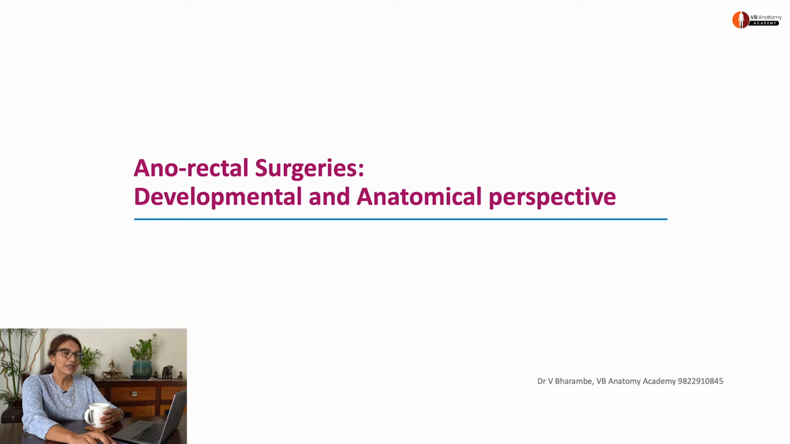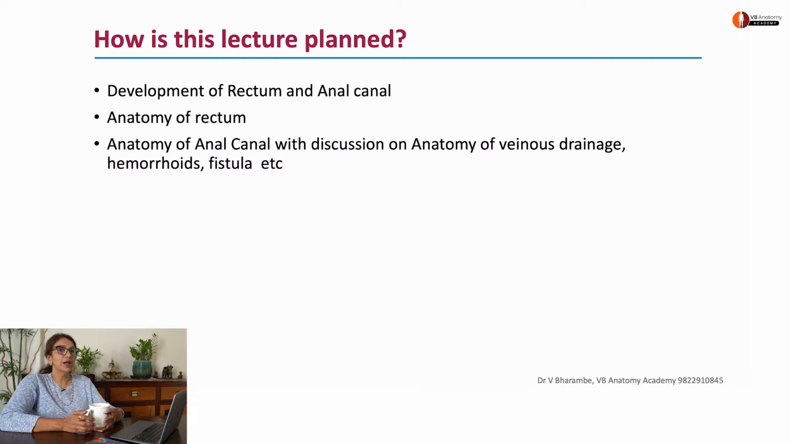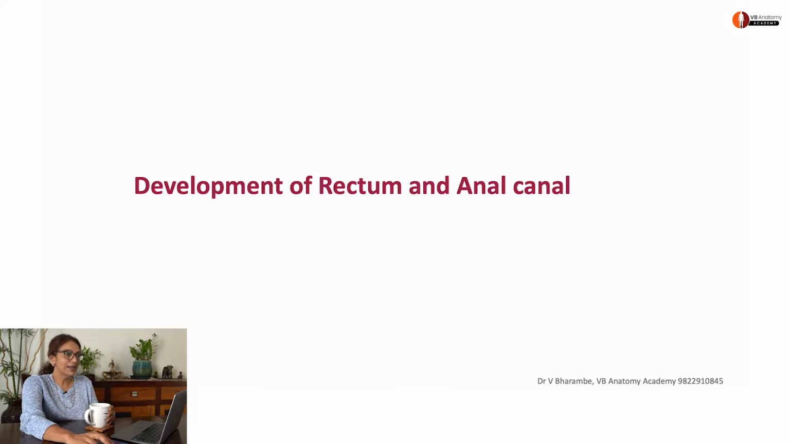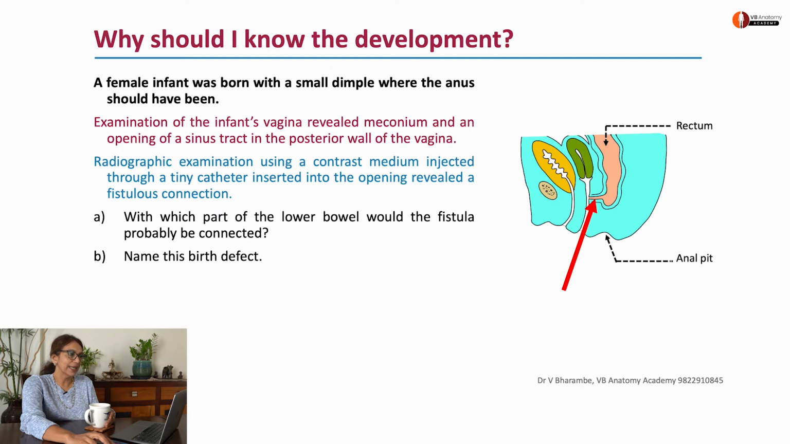So let's begin: anorectal surgeries, developmental and anatomical perspective. How is this lecture planned? First, I'll discuss the development of the rectum and anal canal in brief, then the anatomy of the rectum, then the anatomy of the anal canal, along with discussion of venous drainage, hemorrhoids, and fistulas. Throughout, I'll be presenting surgical anatomy as and when it is relevant. So let's discuss development of the rectum and anal canal first.